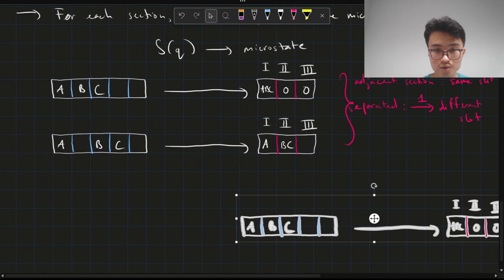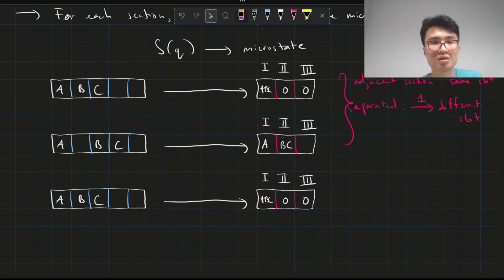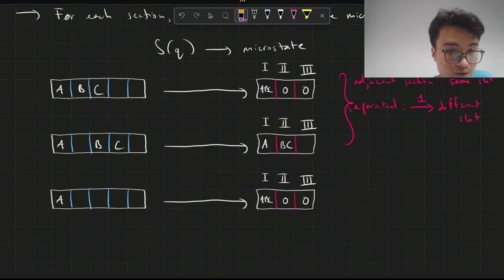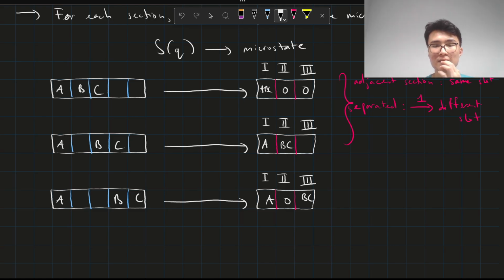Okay, another example. In this case, let's have BC over here, which means that this is an empty slot, and BC is over here. And there's no one here. There's no one in slot number 2. Okay, so that's what it means.